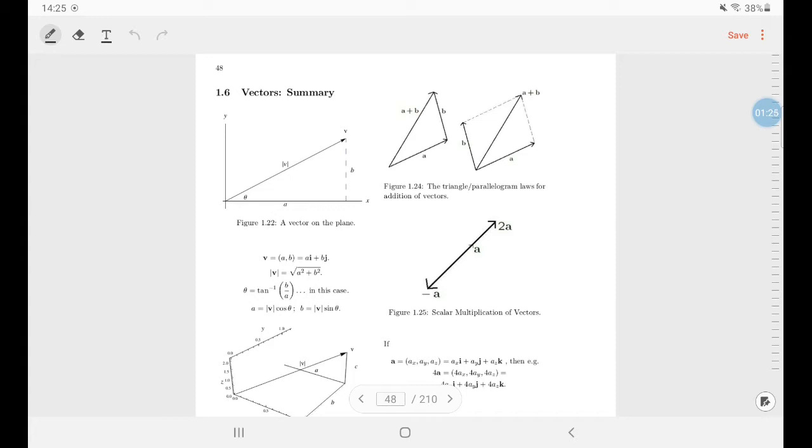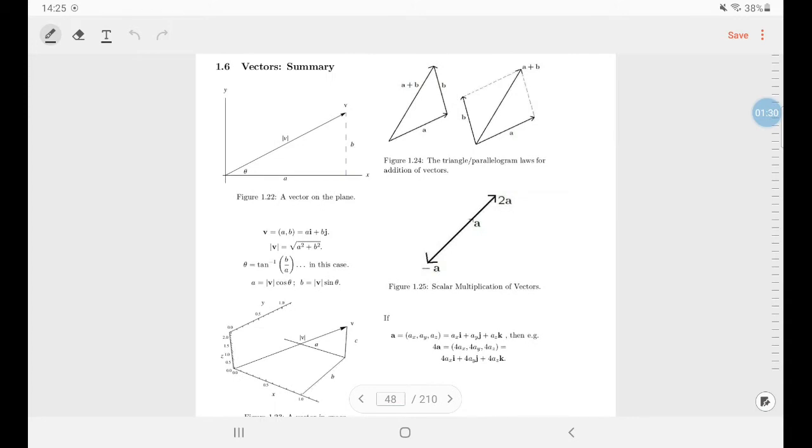When you're doing it, as I said, it's open book, so if you have the manual, you're better off, and these few pages, 48 on, are good.